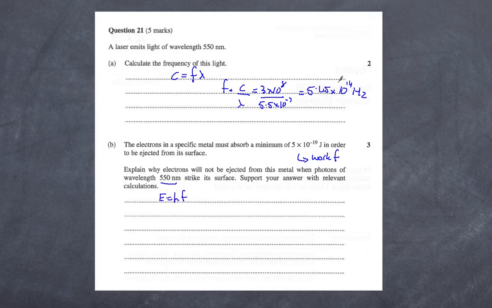We just established what f was, and so now you have 6.626 by 10 to the power of -34 multiplied by the frequency of 5.45 by 10 to the power of 14. That gives you a value of 3.6 by 10 to the power of -19 joules. That is not sufficient for a full answer. You need to now say this is less than the work function, and therefore no electrons are ejected. That would be what you would say.